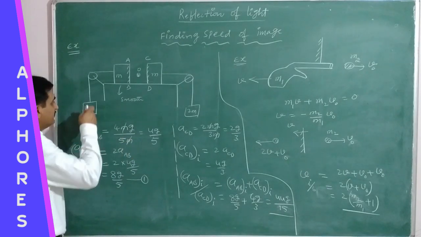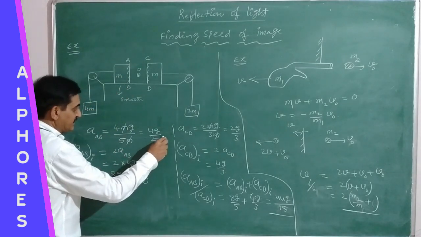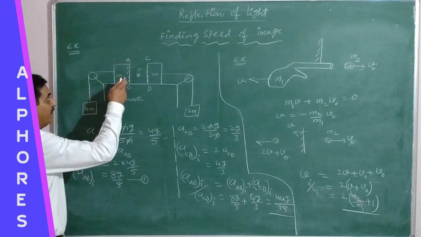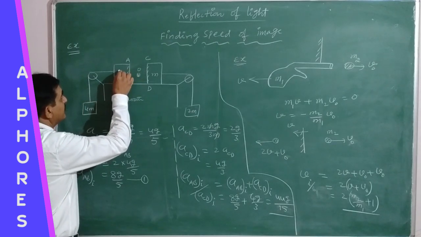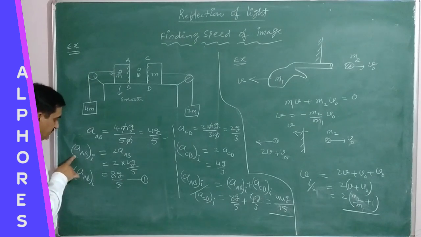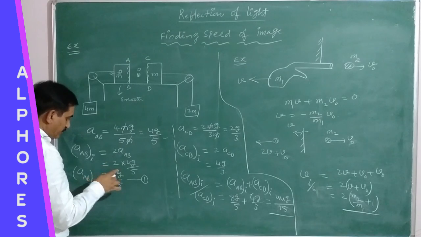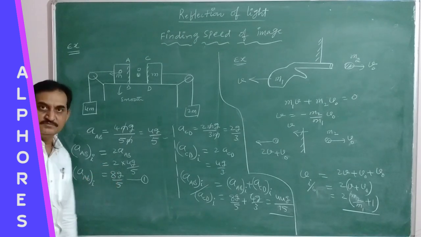Acceleration of AB is net force by total mass, 4mg by total mass 5m. So this is the acceleration of this block. And what is the acceleration of the image formed in this mirror? The acceleration of the image is double that of the acceleration of this block. Therefore, you are getting 8g by 5.